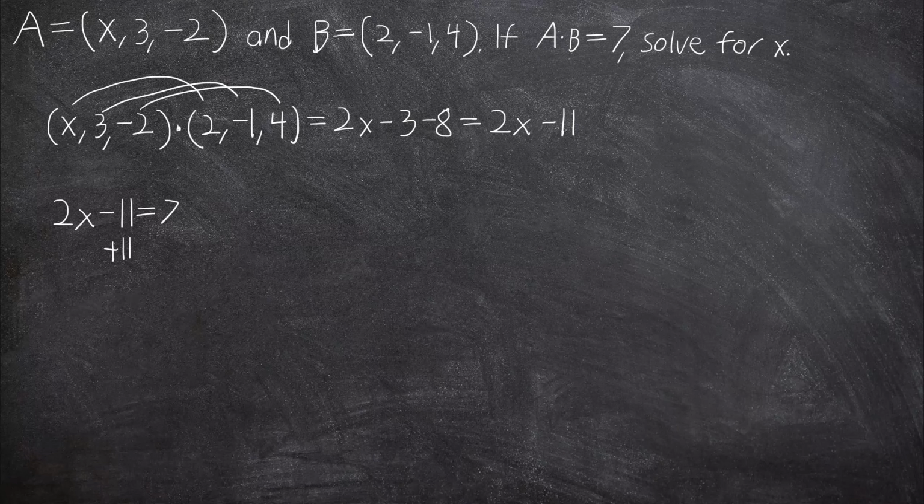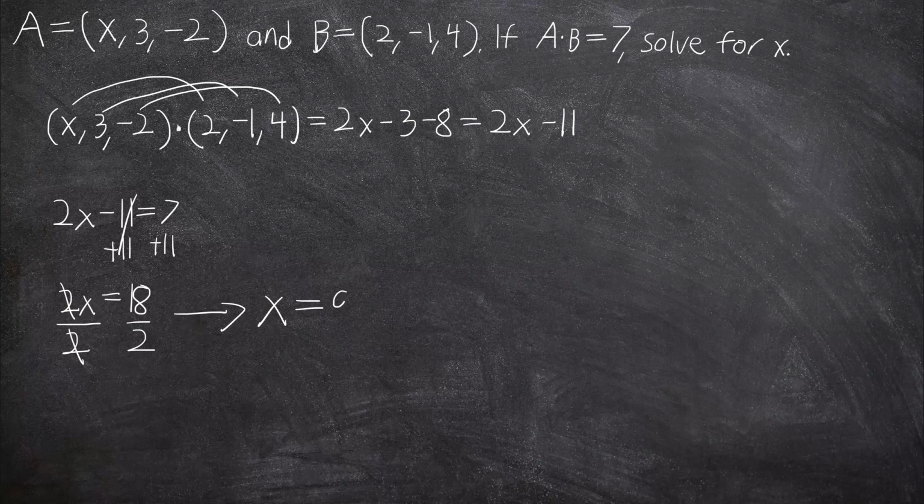Add 11 on both sides. These 11s cancel out, and we get 2x equals 18. Divide 2 on both sides. These 2s cancel out, and 18 divided by 2 is 9. So we get x equals 9. And this is the final answer right here. With enough practice, this won't be too bad, but if you weren't able to get this, that's okay. We got a few more.